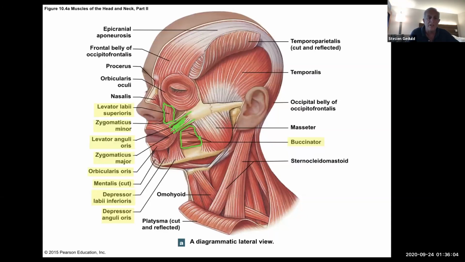Okay, you got your orbicularis oris. Okay, orbicularis just means circular muscle, and the oris means it surrounds the mouth. Orbicularis oculi surrounds the eye. Orbicularis oris surrounds the mouth. They're both circular muscles. Mentalis is the muscle right at the chin. Okay, depressor labii inferioris depresses or pulls down the lower lip. Okay, depressor anguli oris pulls down the angles of the mouth.